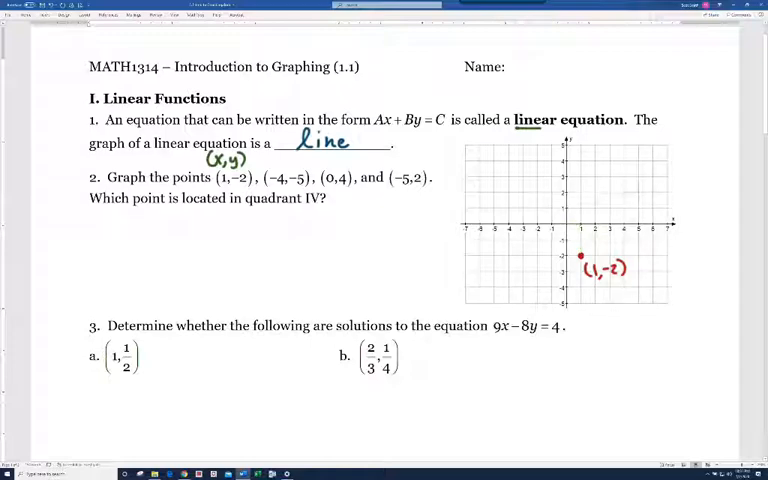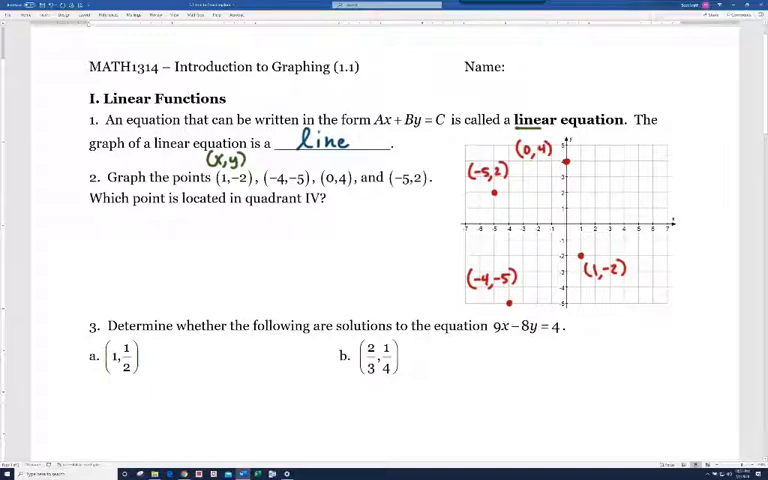All right, so I would encourage you to graph the other 3 points and then check your answers. So you should get -4, -5 there, 0, 4 there. Notice you go 0 in the x direction, so you don't move from the origin, and then you just go up 4. And then finally we have -5, 2 right there.